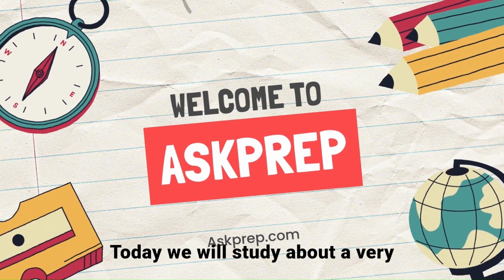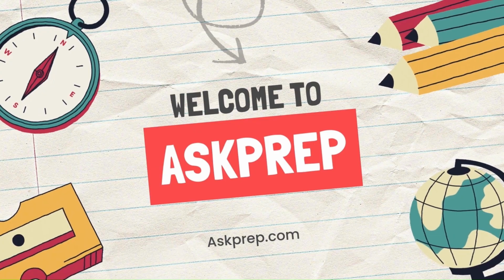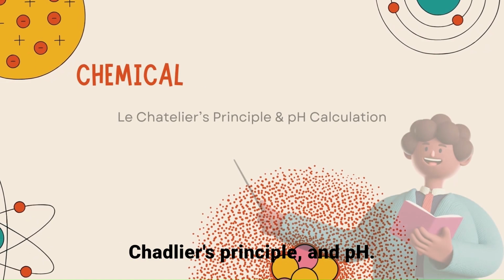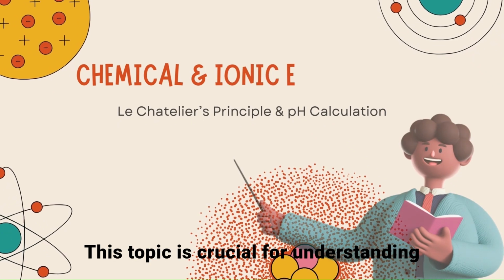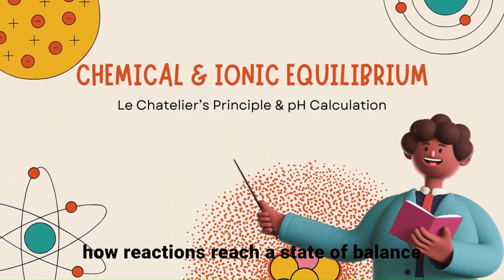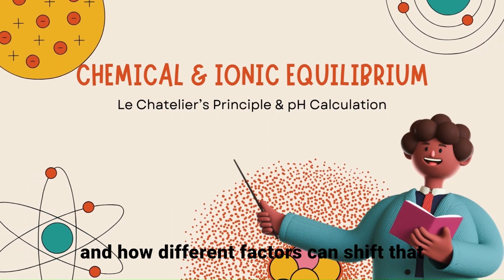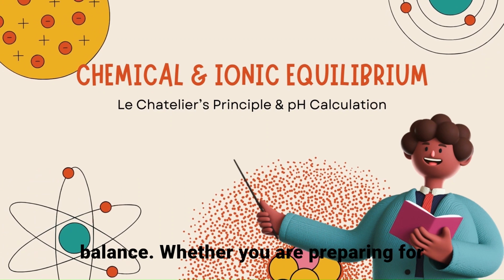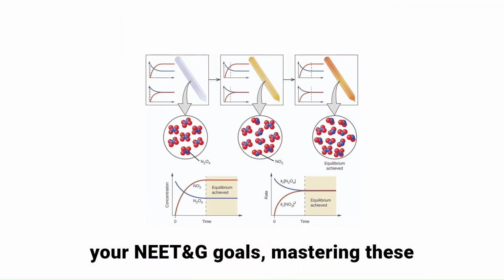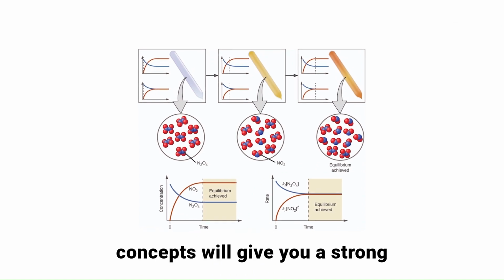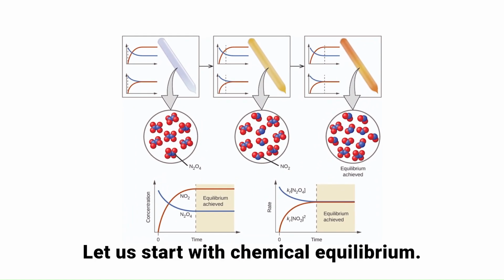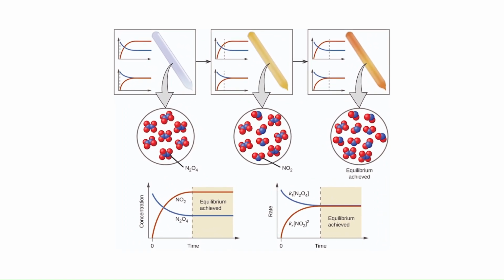Today we will study a very important topic of chemistry, which is chemical and ionic equilibrium, Le Chatelier's principle and pH. These concepts form the backbone of understanding energy changes in chemical reactions, which is crucial not only for your Class 11 exams but also for competitive exams like NEET and JEE. By the end of this video, you'll have a solid understanding of how these three concepts are connected and how they can be used to predict the spontaneity of reactions.